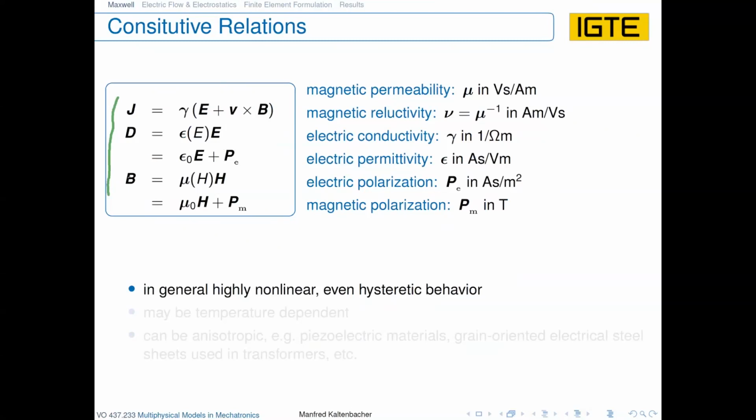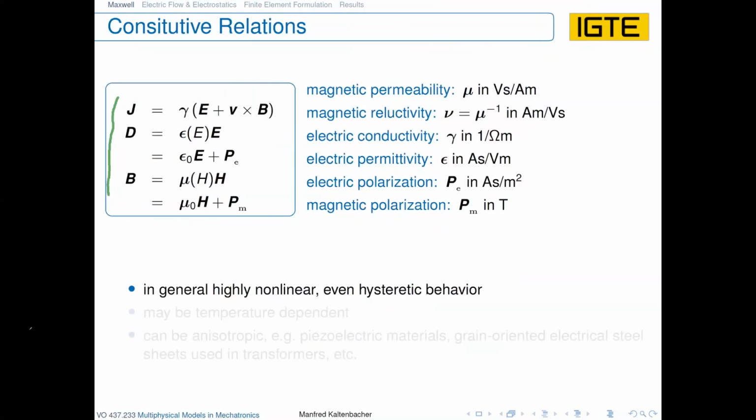And very similar we have it for the magnetic flux density, that we have the linear relation to H, but if we have a magnetizable material like iron, steel sheets, whatever, then also a magnetic polarization vector comes up. Okay, in general, as already shown here in the combined permeability or permittivity, they can be highly nonlinear, and in a general case, it's even hysteretic.